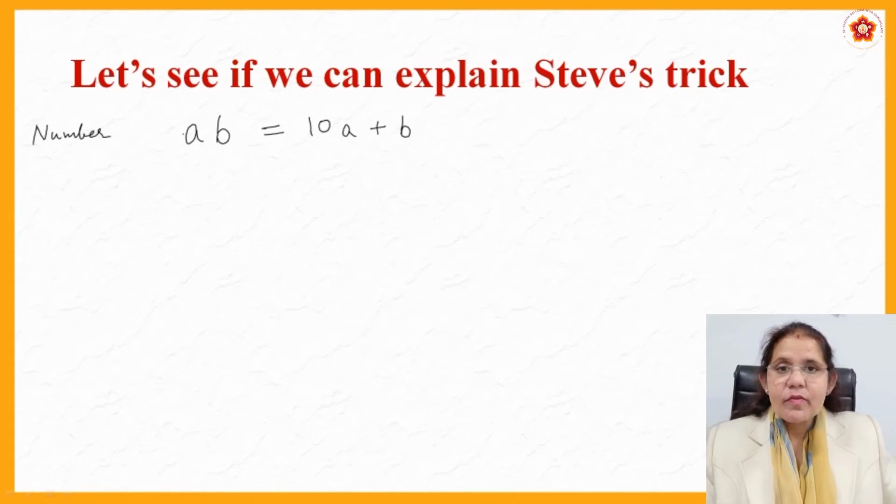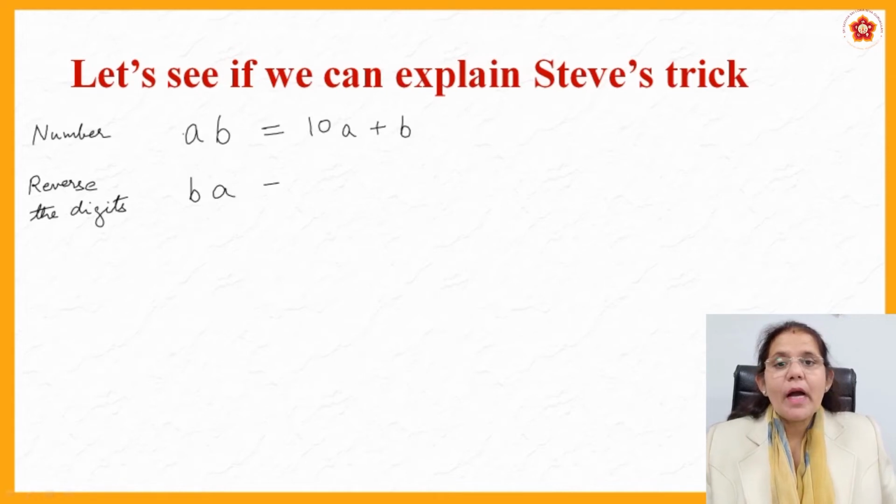And in the last lesson, we had discussed this, that whatever is at the tens place, that digit should be multiplied by 10. Now, reverse the digits. When we reverse the digits, the number becomes BA. Write it in expanded form. It will be 10B plus A.